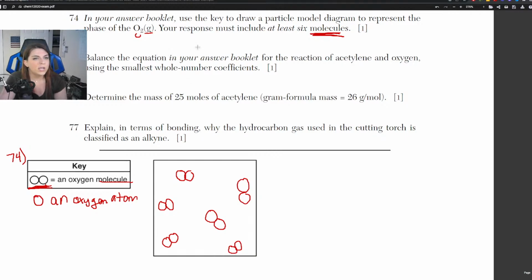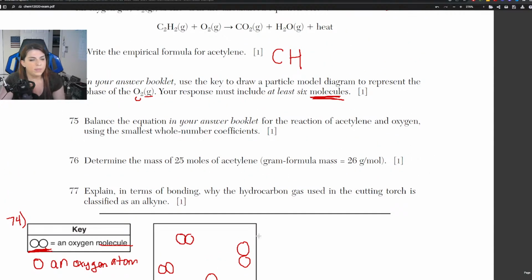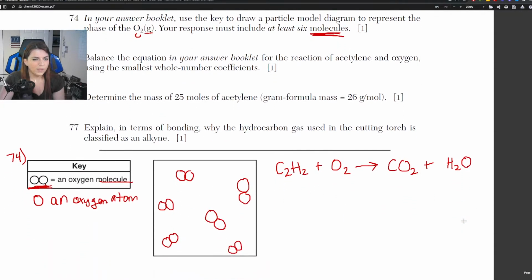75, balance the equation in your answer booklet for the reaction of acetylene and oxygen, which is that up there. We have C2H2 plus O2. Honestly, you're going to rewrite this anyway so that you can spend the time balancing, and then you're going to put your perfect answer in your answer booklet. Some of us can just look at this and know exactly what we're doing. Others of us are going to do my method, which is where you list all of the elements that you're working with and you count them up.